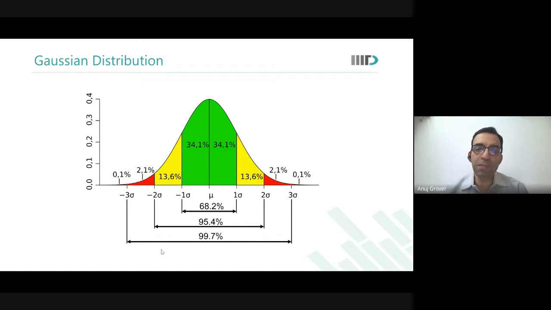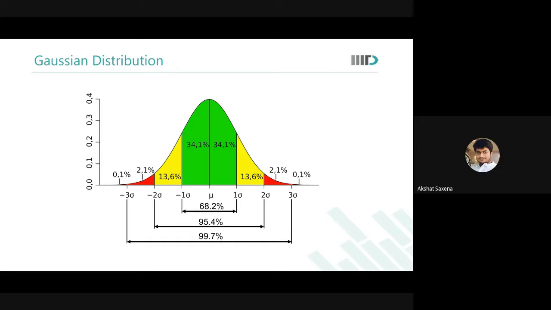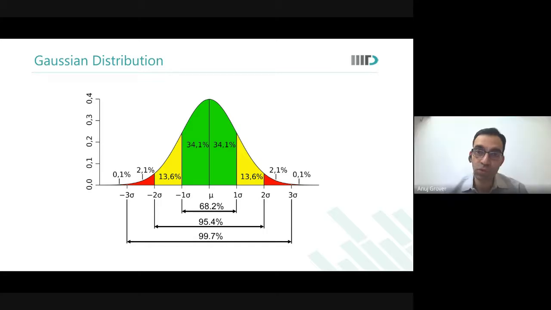So within ±1 sigma of a Gaussian distribution, we have around 68.2% of samples. Within ±2 sigma, we have around 95% of samples. Within ±3 sigma, we have around 99.7% of samples. Good enough? No. Is 3 sigma good enough? No, sir.